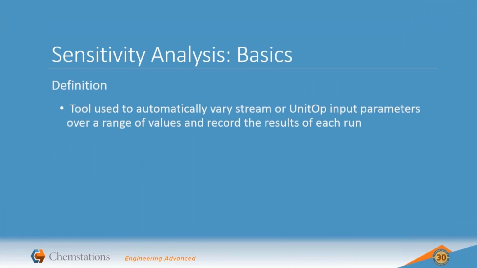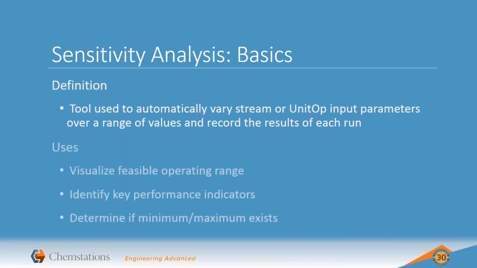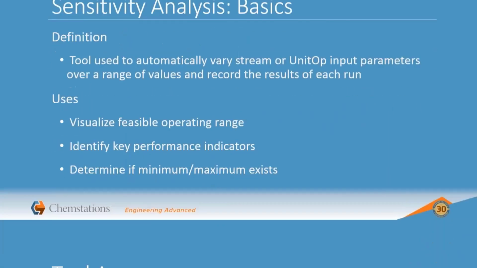For those unfamiliar with sensitivity analysis, by definition, it is a tool used to automatically vary stream and unit op parameters over a defined range of values and record the results of each run. Sensitivity analysis is a very powerful tool. It can help us identify operating limits, find the variables that have greater impact in our process, and determine if a minimum or maximum exists when plotting a key result.